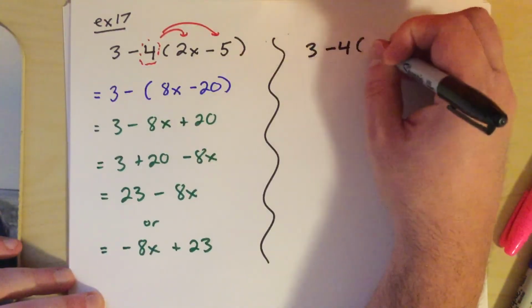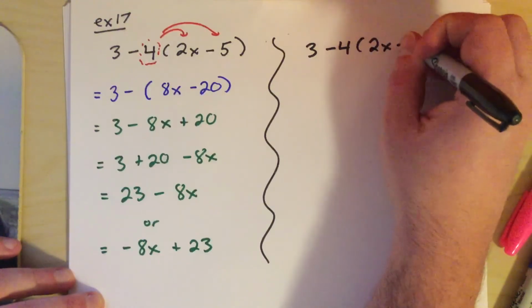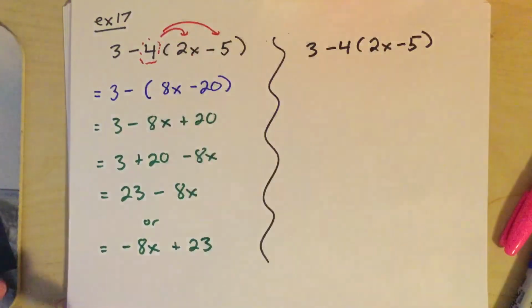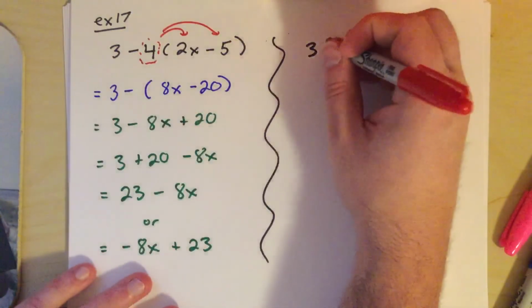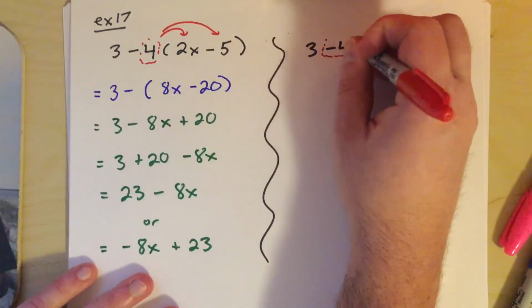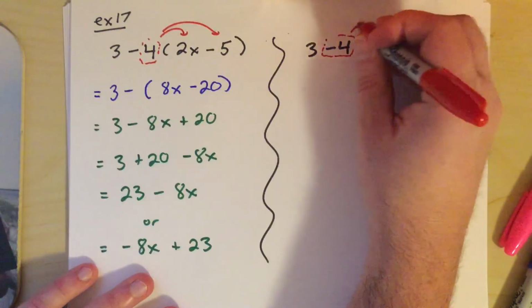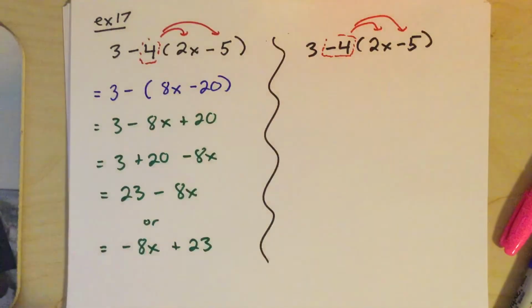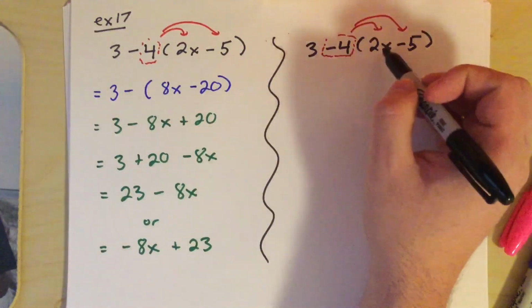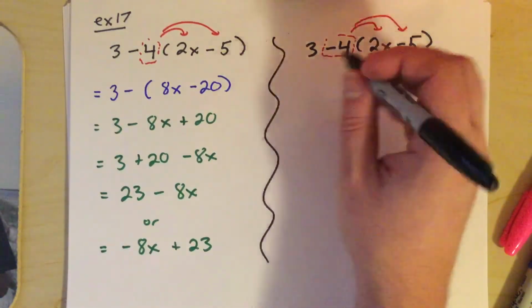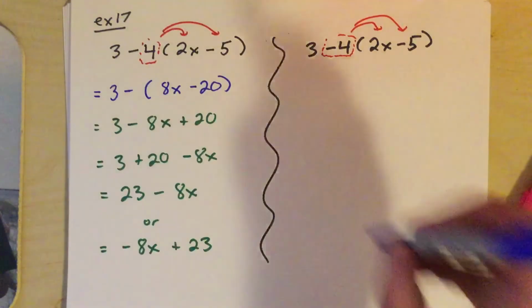But some people like to go fast. And so what you could do is you could take the minus 4 and multiply it indirectly. You just have to be careful. In this case, it actually won't make much of a difference. But if this was a negative, you would actually have to leave the positive, because otherwise it would turn it into a multiplication.